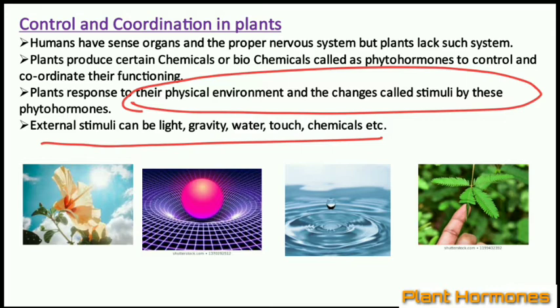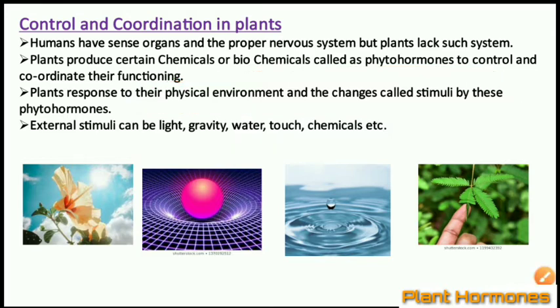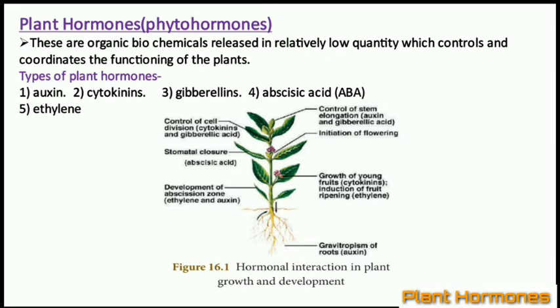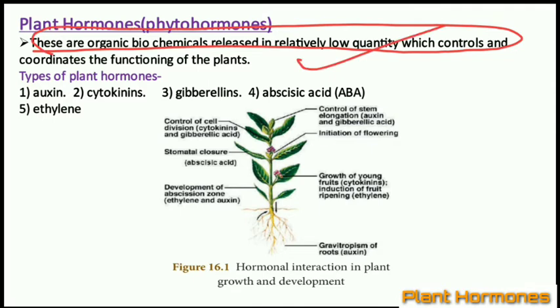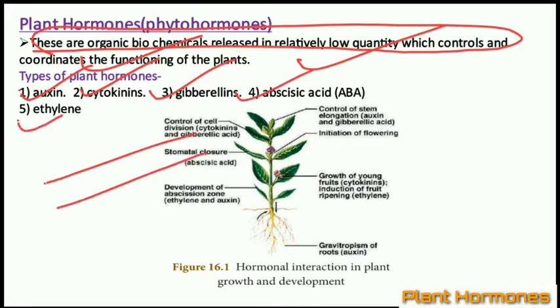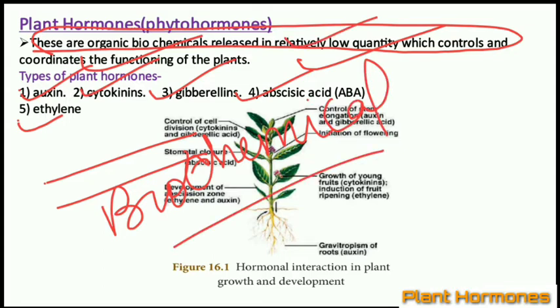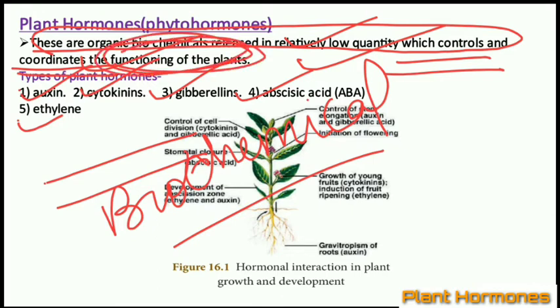So hope you have understood what plant hormones are. Now let us discuss that these organic biochemicals are released in relatively low quantity, and they control and coordinate the functioning of plants. Whatever the plant hormones are, like auxin, cytokinin, gibberellin, abscisic acid (ABA), and ethylene, these biochemicals are released in very small quantities by the plants, so that they can help in control and coordination of the plant parts. Hope it is clear.